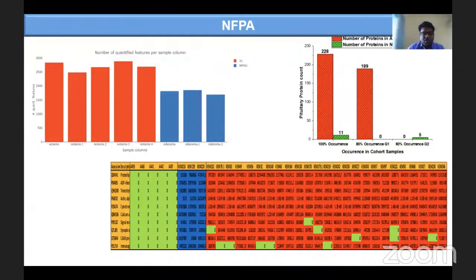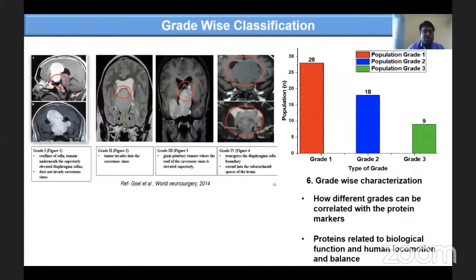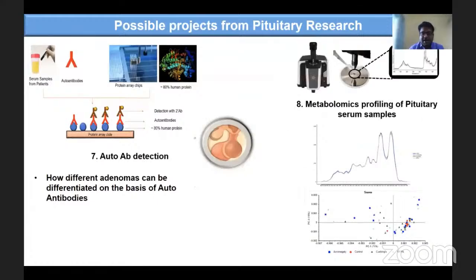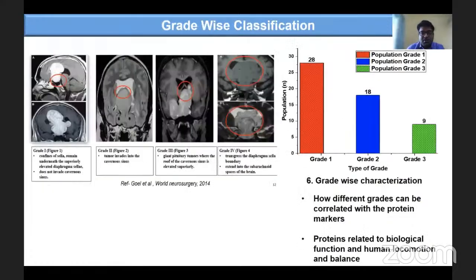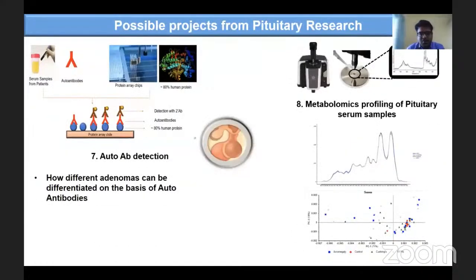Moving to the grade-wise classification, the pituitary adenomas can also be classified on the basis of grade by the position in the cavernous sinus and in the sella turcica. So it can be designated as grade 1, grade 2, and grade 3, depending upon their size. Basically what we did there, we compared the different grades with the normal control and performed proteomics to know how different grades can be correlated with the protein markers and proteins related to biological functions and human locomotion.